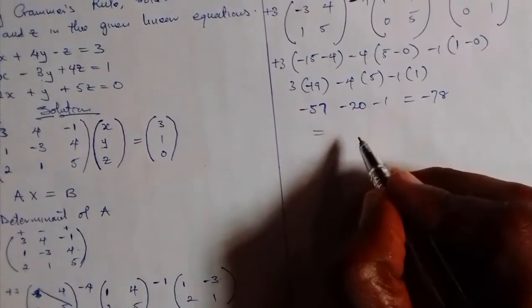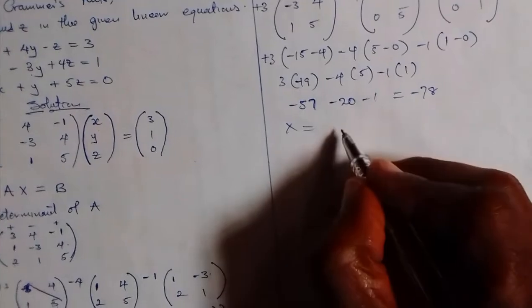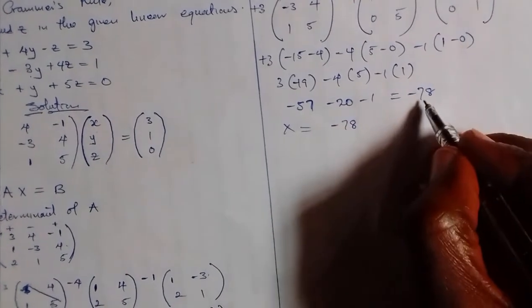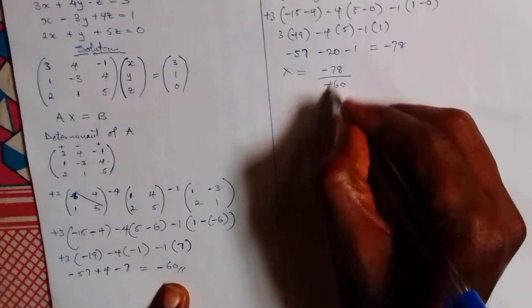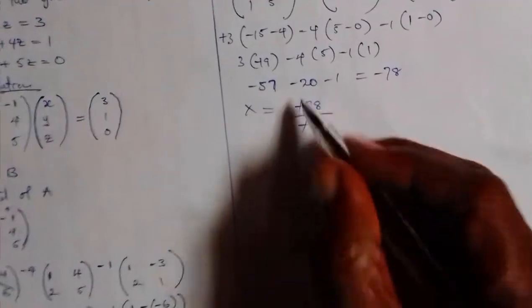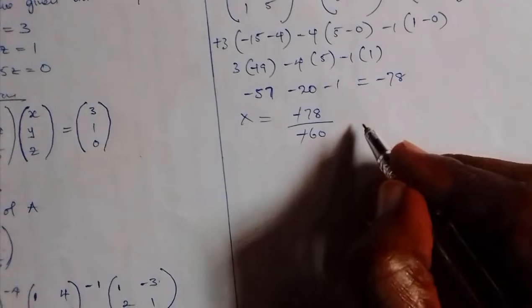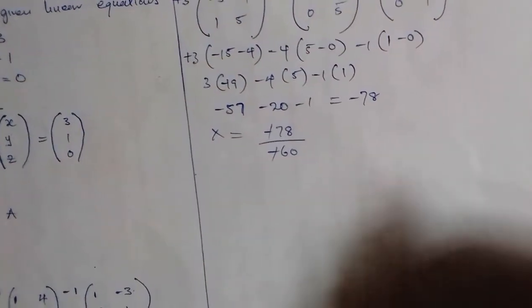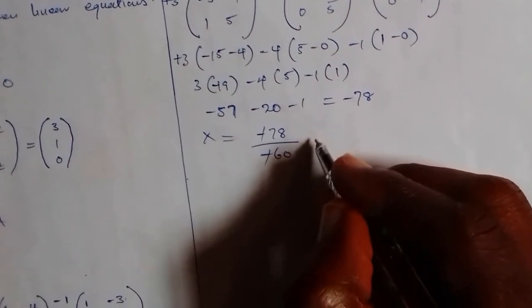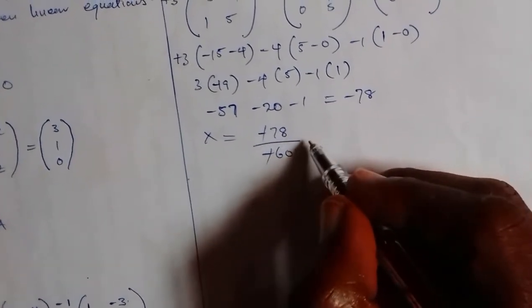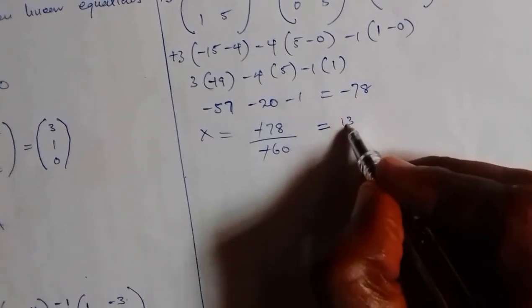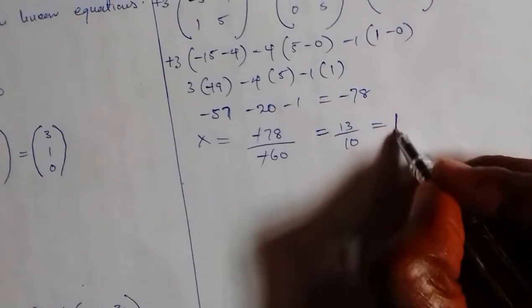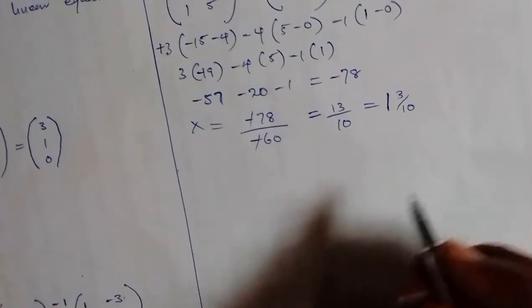And now what you have to do again is just to divide this value by the determinant we get here. So you now have x. That will now give us x. You now have minus 78, that is the determinant of the new matrix we just solved, all over the determinant of A itself, which is minus 60. Minus cancel minus. Then we can now begin to cut. If we cut this, we first cut it by 2. We have 39 over 30, and then cutting 39 over 30 by 3, we now have our final answer to be 13 over 10, which you can say 1 whole number 3 over 10. So that's the value for x.